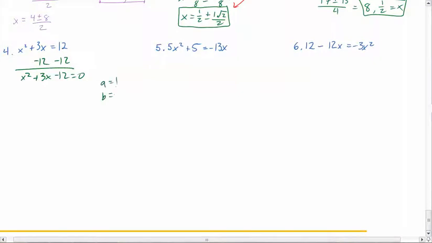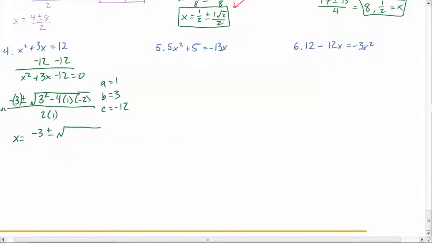A equals 1, B equals 3, C equals negative 12, and we go negative B plus or minus the square root of B squared minus 4AC, all over 2A. Then we can solve that: x equals negative 3 plus or minus the square root of 3 squared, which is 9, minus 4 times 1 times negative 12, which is plus 48. So we've got 9 plus 48, which is 57, all over 2. I can't simplify the square root, therefore I will leave this just as it is. That's fine, just like that.